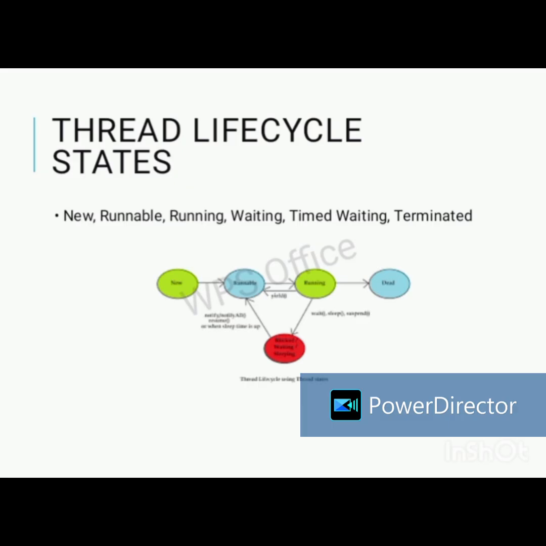Fifth one, waiting. A thread enters this state when it is waiting indefinitely for another thread to perform a specific task. Sixth one, timed waiting. Similar to waiting, but the thread waits for a specific period or join. Seventh one, terminated. Once the thread finishes execution or is terminated, it enters this state. Understanding those states helps in debugging and optimizing multi-threaded applications.